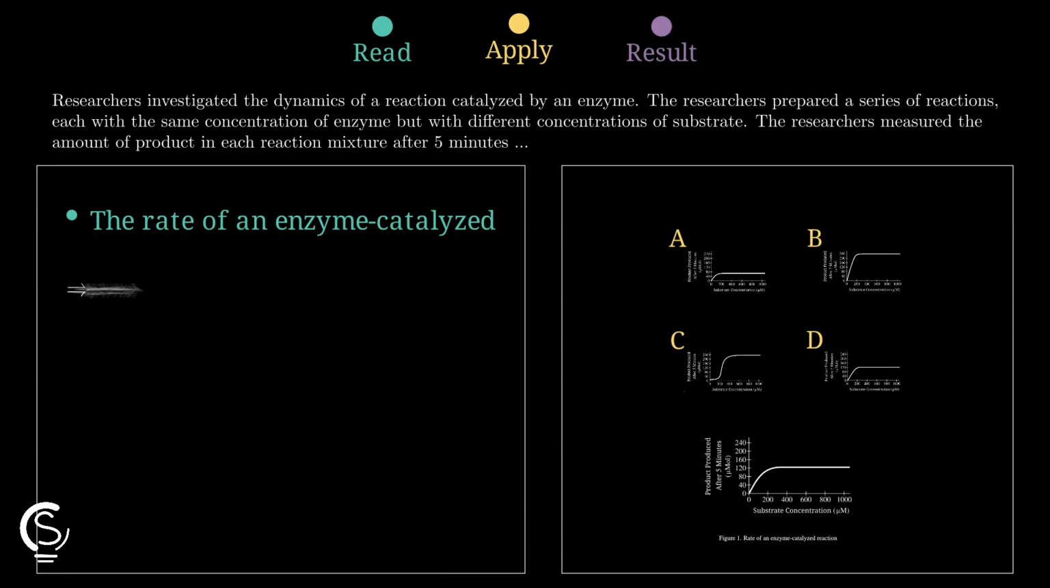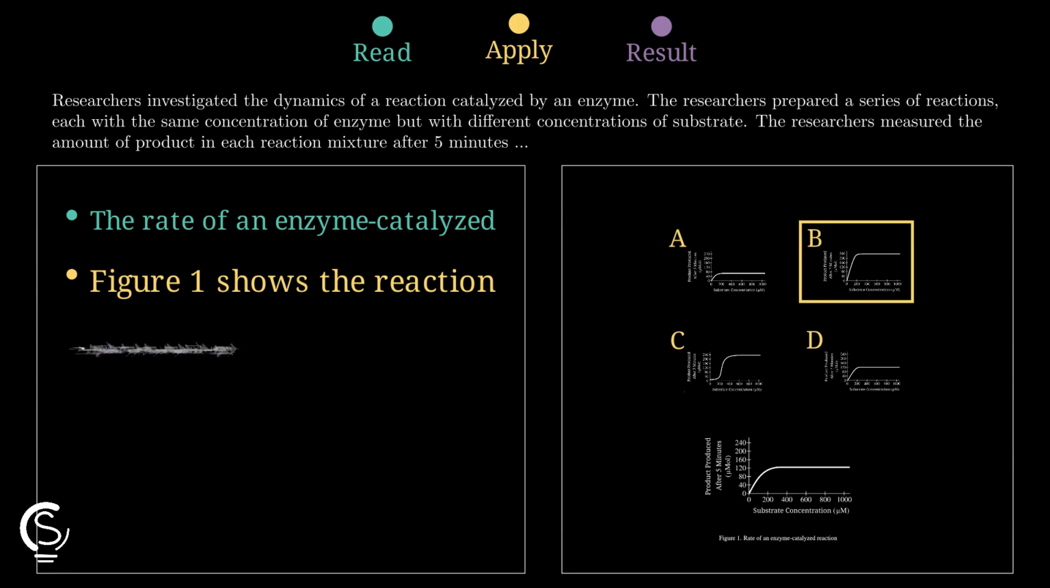Doubling enzyme concentration doubles reaction rate at each substrate concentration, so the new curve should lie above the original while keeping the same saturation shape.